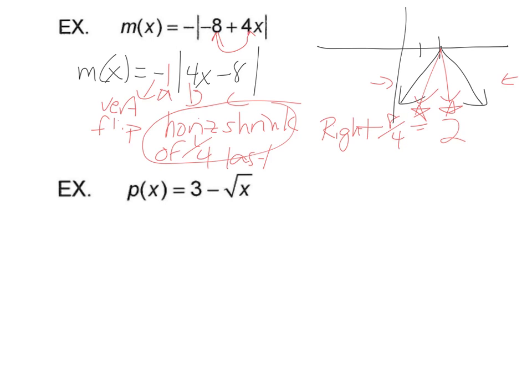P of x equals 3 minus the square root of x. There shouldn't be a number out front unless it's being multiplied. The 3 is not being multiplied, so it's in the wrong spot. This one needs to be rearranged also. So it should go P of x equals negative square root of x, and it's a positive 3. So the minus out front is a vertical flip.